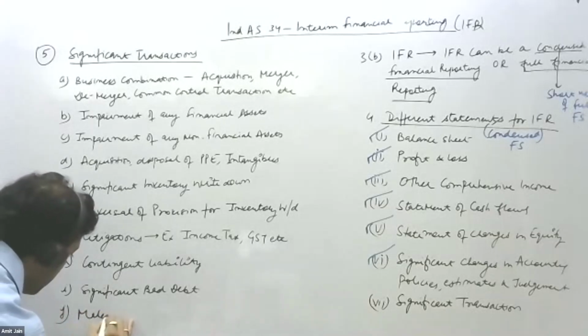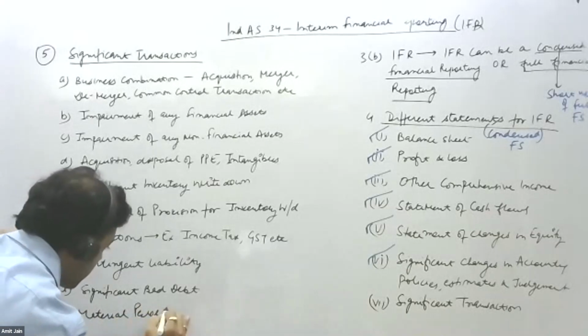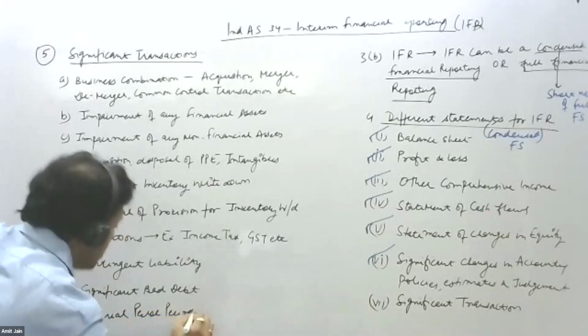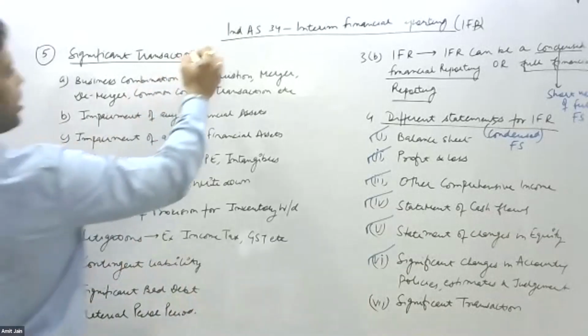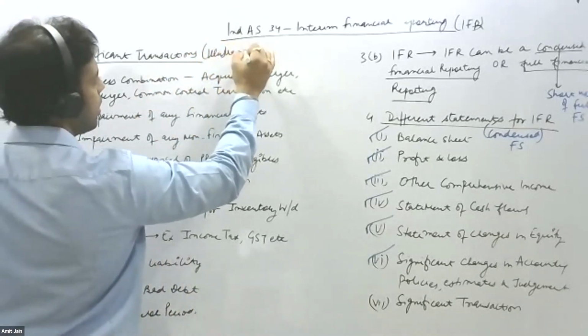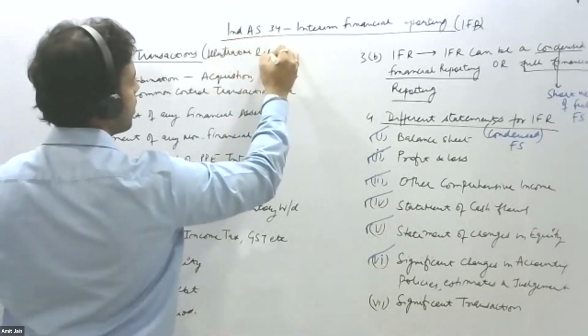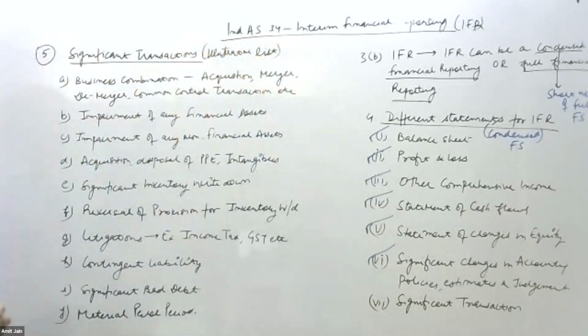Material prior period items, right? So these are the illustrative list which is provided in the standard, right guys? So let's go one by one.